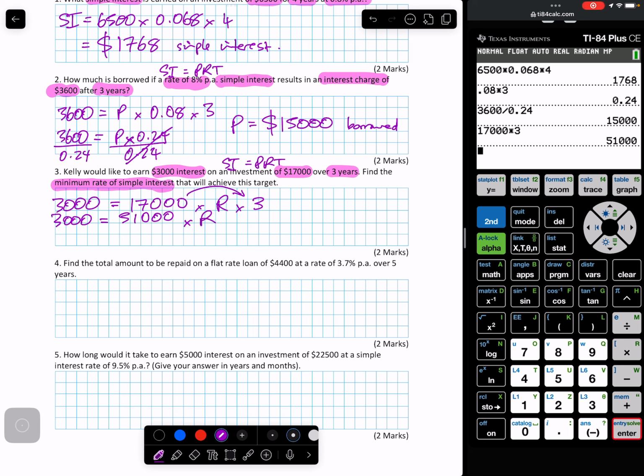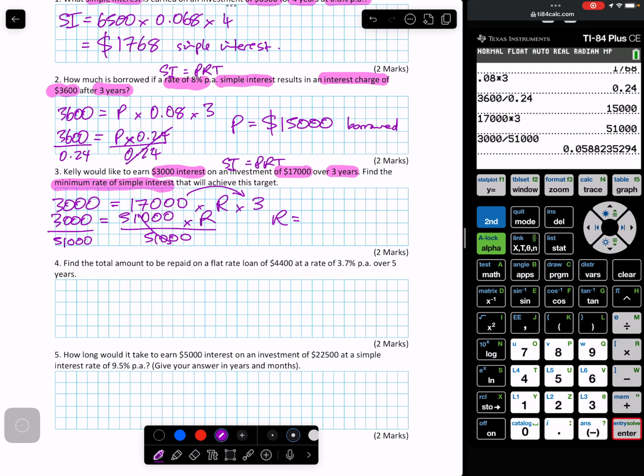I want to get R by itself. It's being multiplied by 51,000 right now, so the opposite of timesing by 51,000 is dividing by 51,000. Do that on both sides to cancel out. So the rate is going to be 3,000 divided by 51,000, 0.059 to 3 decimal points. Therefore, that as a percentage is 5.9% per annum.